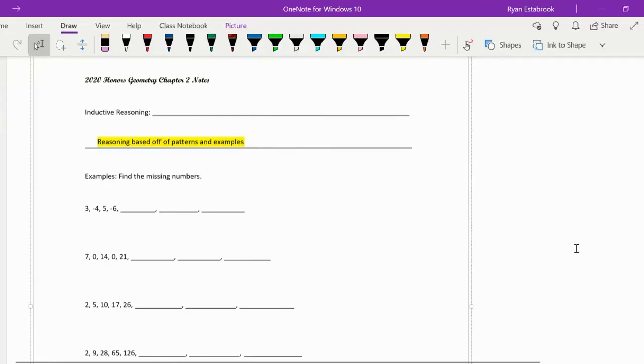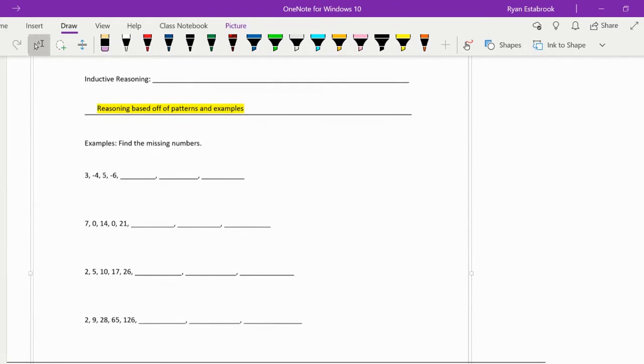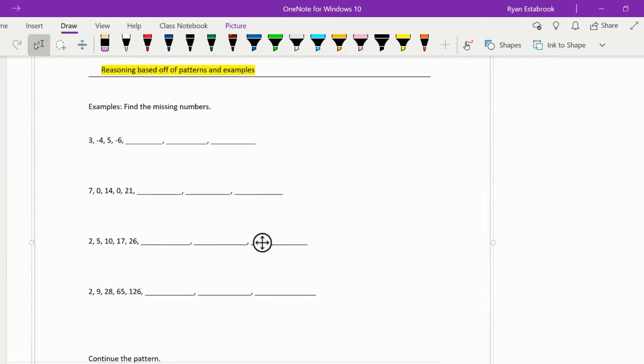This is our condensed notes for honors geometry, chapter 2. To begin with, let's talk about inductive reasoning. This is reasoning based off of patterns and examples. So numerically speaking, we have 4 different examples here.